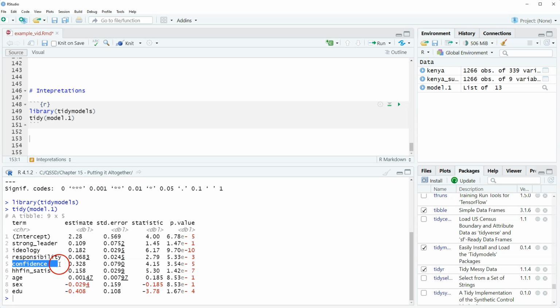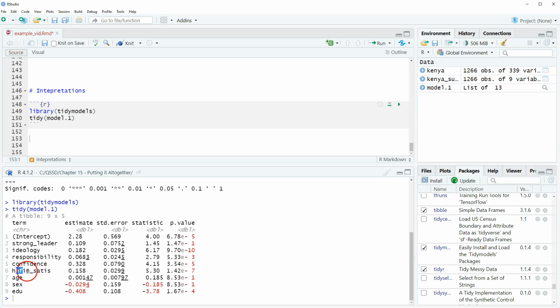Okay, confidence. This is confidence in national government. For a 1 unit increase in confidence in the national government, respondents' satisfaction with the current political system is expected to increase by 0.33 units. This makes sense. So if you're confident in the current national government, then you probably are satisfied to some extent, or more than others, with the current system.